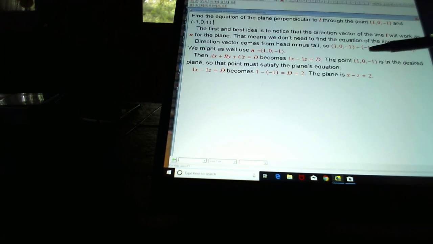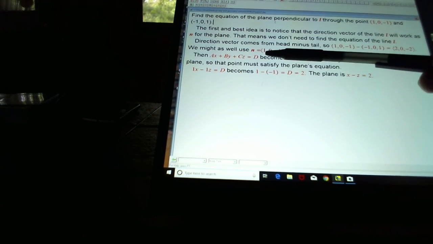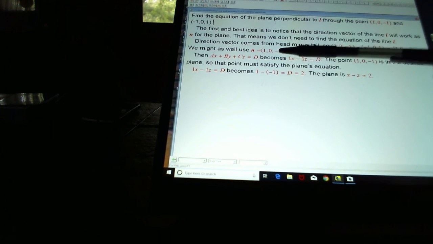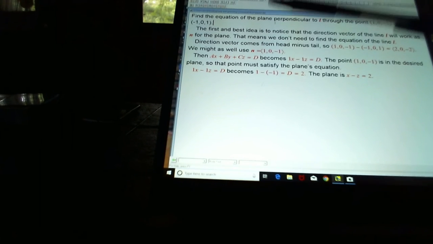Now, if you did the subtraction in the opposite order, you'd have -2, 0, 2, which means you could use -2, 0, 2 or -1, 0, 1. Won't make any difference. You're going to get something that's logically equivalent to the answer that I have. If your answer is different from mine by a multiplication of 2 or -2 or -1, I will notice and not mark you wrong.